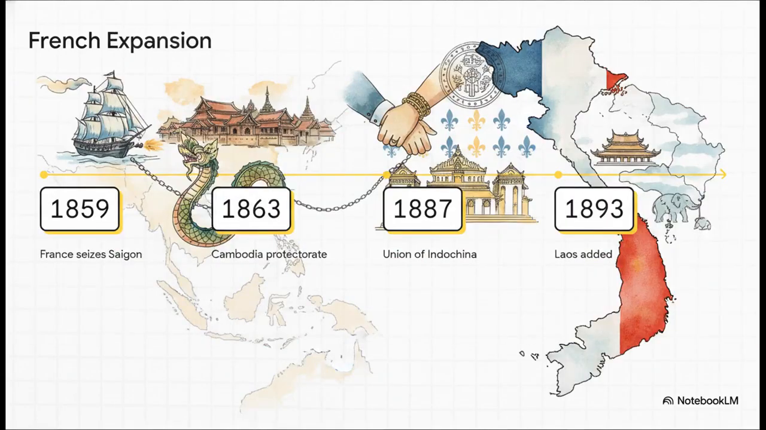You can trace this methodical expansion right here. It starts with the seizure of Saigon in 1859. Give it a few years and they impose a protectorate on Cambodia. Fast forward to 1887, they've grabbed central and northern Vietnam to officially complete the Union of Indochina, finally tossing Laos into the mix by 1893. Over just 3 short decades, military conquest systematically swallowed an entire region.